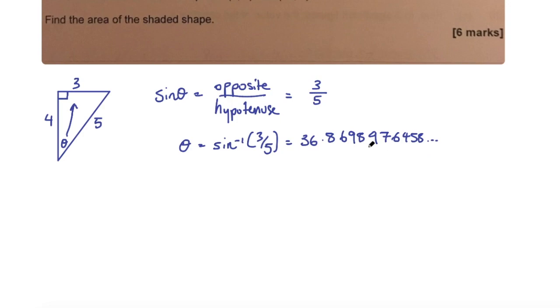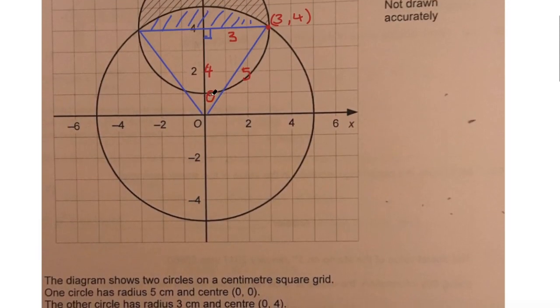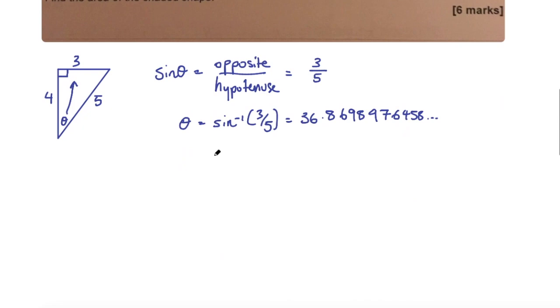Now remember, I probably don't need to write that many digits in my answer, but it's good not to round off until the very end of the problem so you're getting the most accurate answer that you can. Okay, so I have a value for theta, which is this angle in here, but I need this whole angle, which is the angle of this sector, in order to find the area of the sector. So I need to multiply theta by 2 to get the angle of the sector.